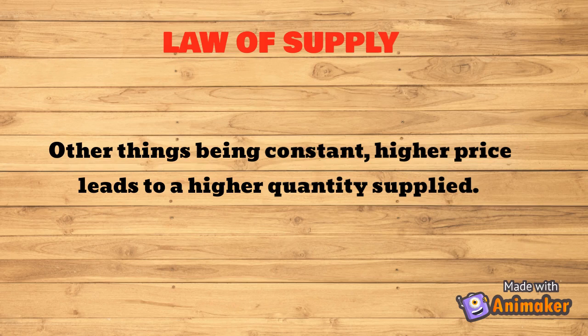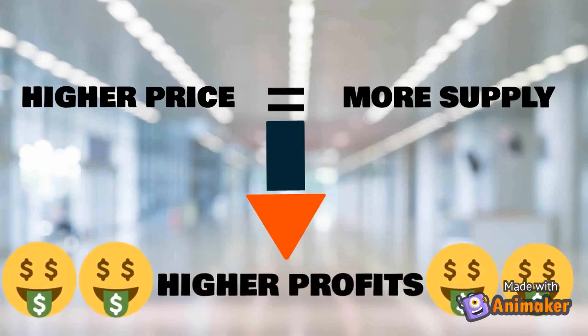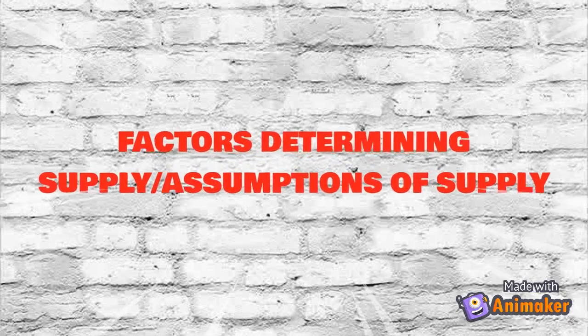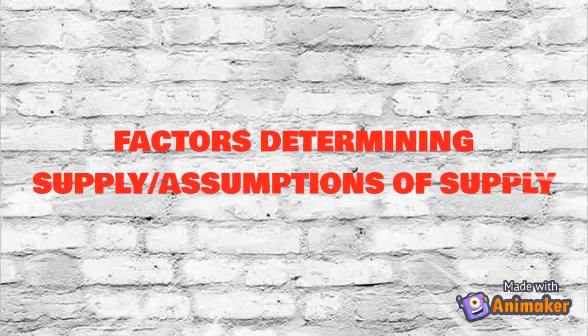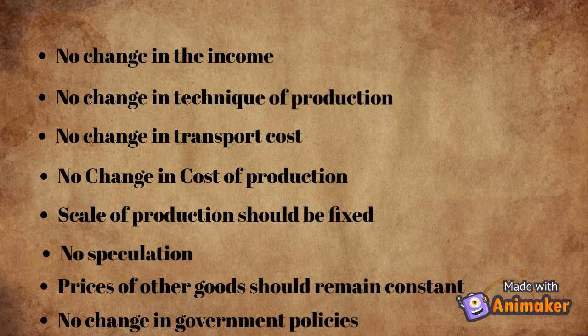This takes us to the law of supply. It states, other things remaining constant, higher prices lead to higher quantity being supplied. Simple, if you will pay more, I'll supply more in order to generate a greater profit. So, what are these other things? Well, they are the assumptions underlying the law of supply, or the factors which determine supply. Let's see them one by one.